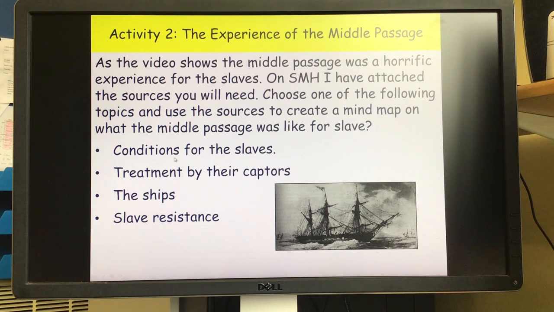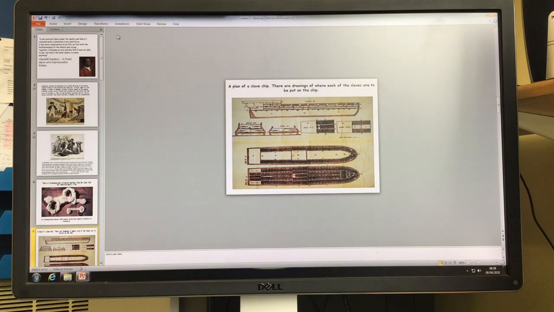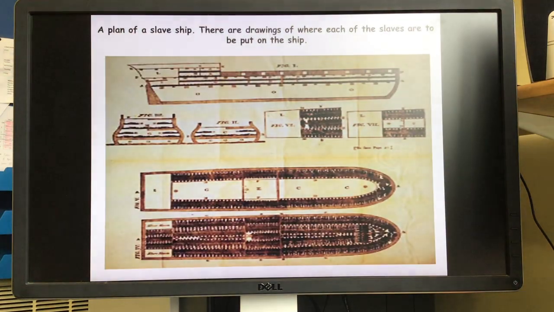So conditions on there, treatment by their captors, by the people that captured them, the ship itself, or actually resistance, and that word means, did the slaves resist and did they fight back? So these are the sources that I'm going to attach onto Show My Homework, just so I can go through them quickly with you now.